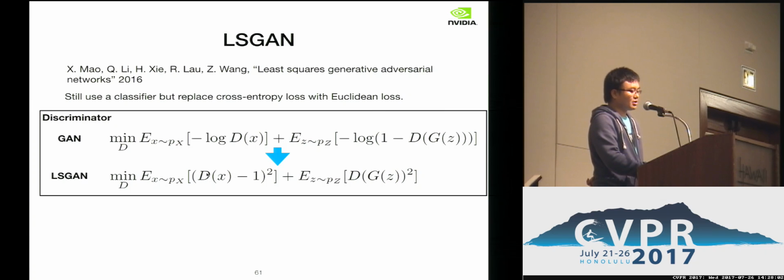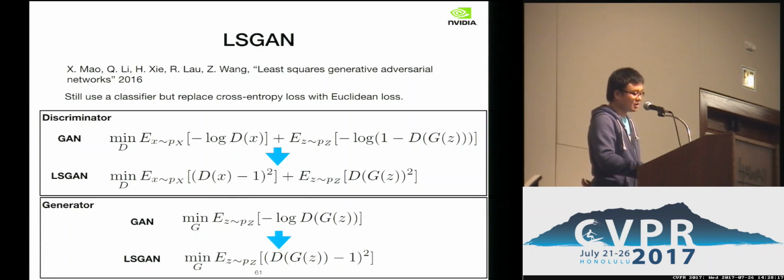In LSGAN, instead, you want the discriminator to produce 1 for real images and 0 for fake images. You try to minimize this Euclidean distance. The generator in the original GAN minimizes this negative log likelihood, but for LSGAN, you try to make D produce 1. In the original GAN, it's still trying to produce 1 and 0. LSGAN is also 1 and 0, but the objective function is different.